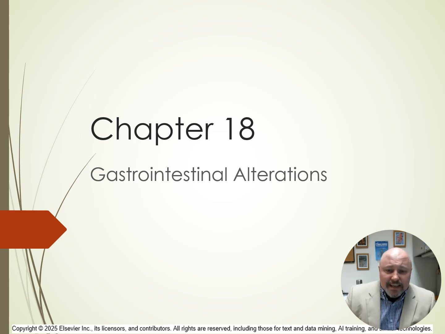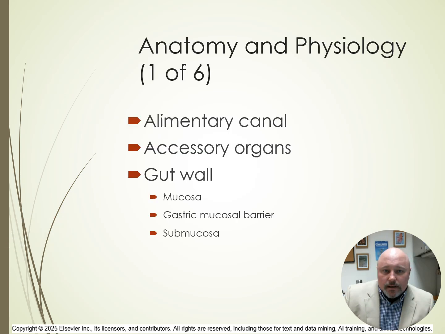Chapter 18 Gastrointestinal Alterations. The anatomy and physiology. It begins with the alimentary canal, accessory organs, and especially the gut wall, consisting of the mucosa, gastric mucosal barrier, and submucosa.